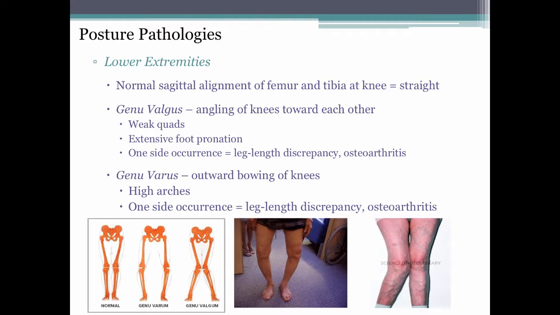And then genu varus is the bow-legged condition. They typically have higher arches. You can have one-side occurrence, again, usually osteoarthritis. So you see the picture on the right, how this lady's right knee is really osteoarthritic, causing that genu valgus. And then in the picture in the middle, the guy obviously has some genu varus, as he's very bow-legged. My dad was really bow-legged and ended up having both of his knees replaced, and he grew about an inch taller whenever they lined his knees up properly.